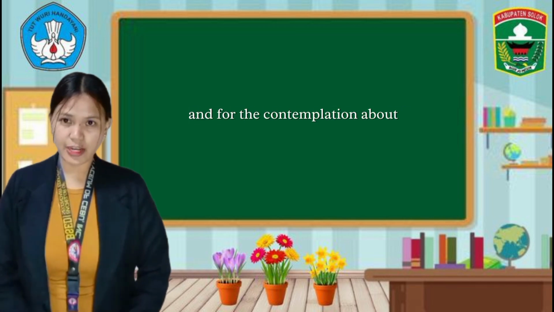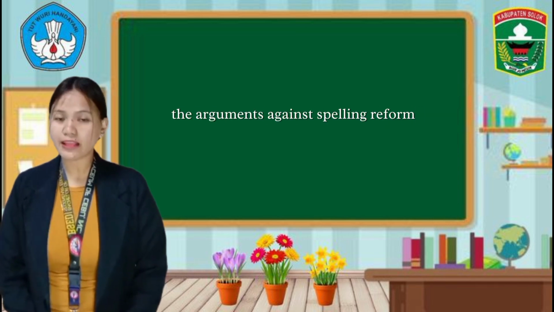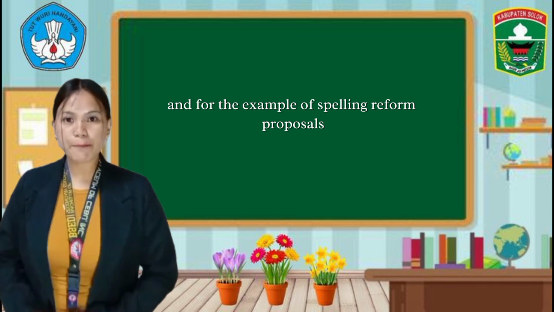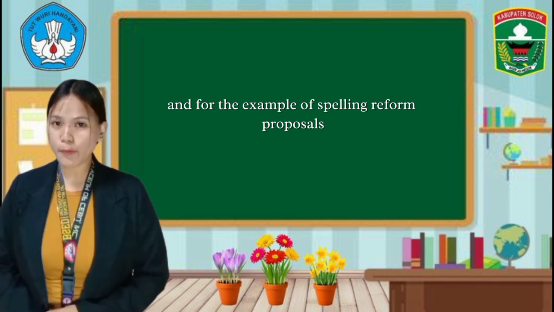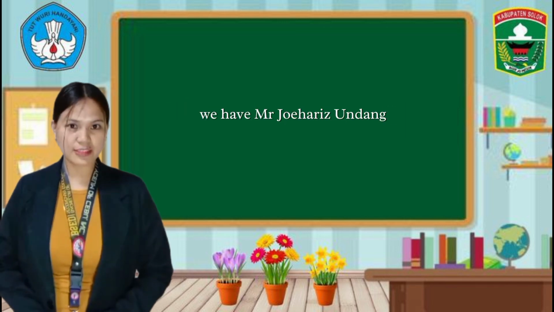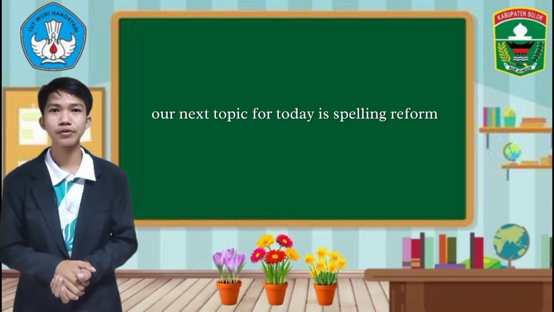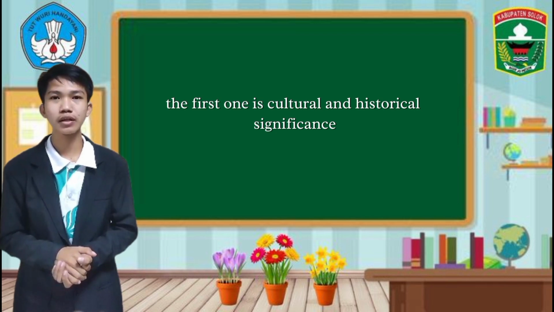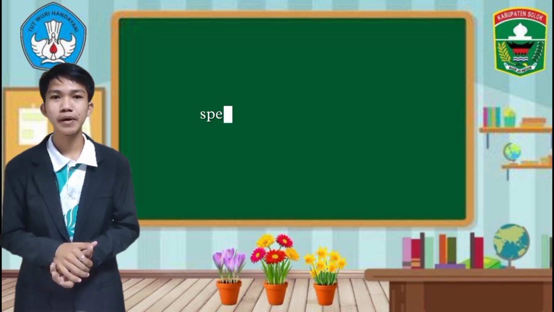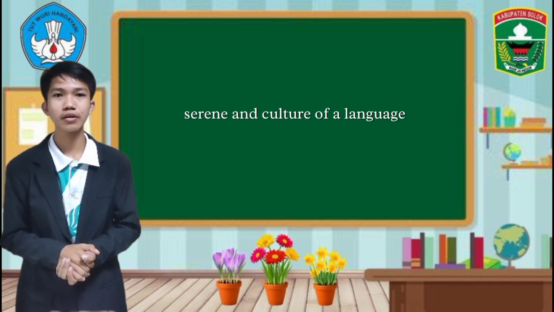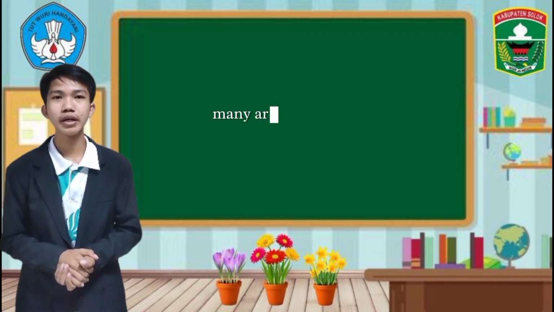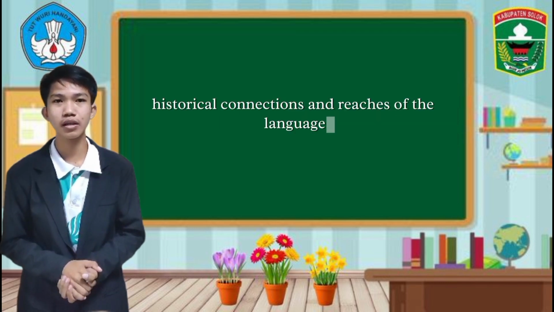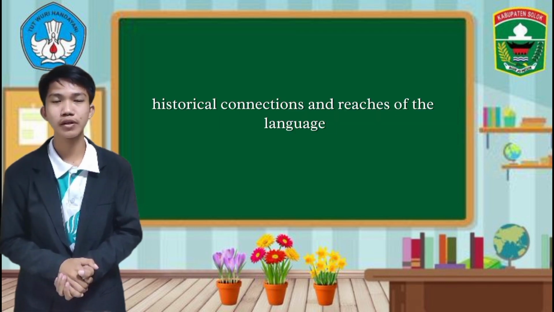And for the continuation about the arguments against spelling reform, we have Mr. Val Capio. And for the examples of spelling reform proposals, we have Mr. Joharis Undang. Our next topic for today is against spelling reform. The first one is cultural and historical significance. Spelling is deeply tied to the history and culture of a language. Many argue that changing spelling could erase important historical connections and roots of the language.